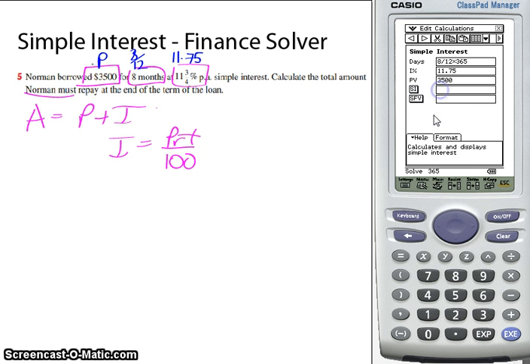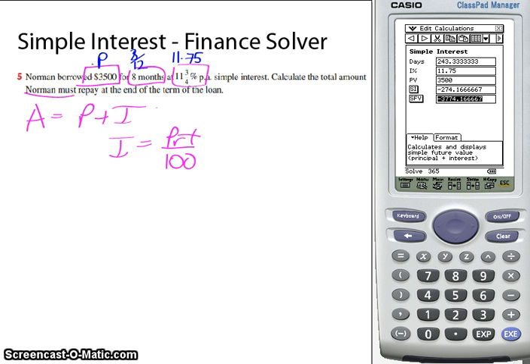The first one is the simple interest amount, that's going to be I, and this one here will be the principal plus interest, which is the A that we're interested in. So the simple interest is $274.17, and the final amount will be our principal plus our interest.